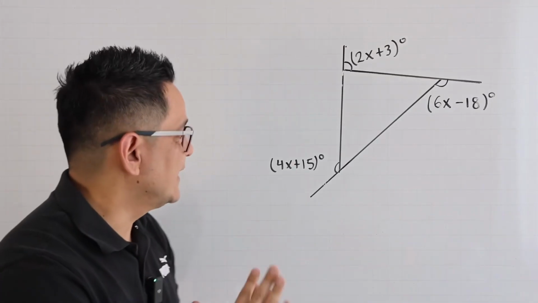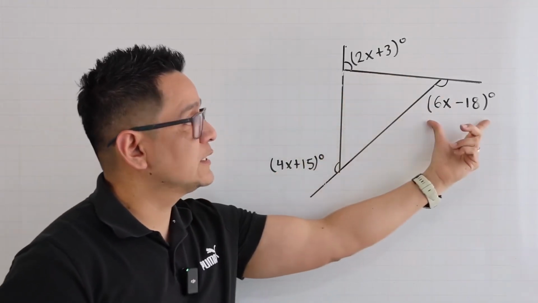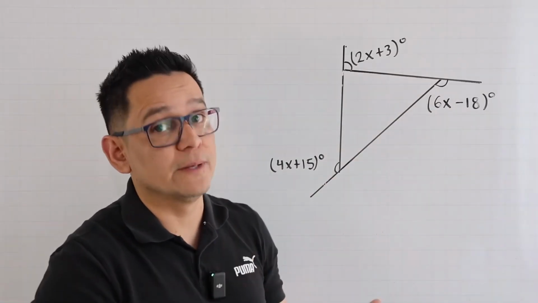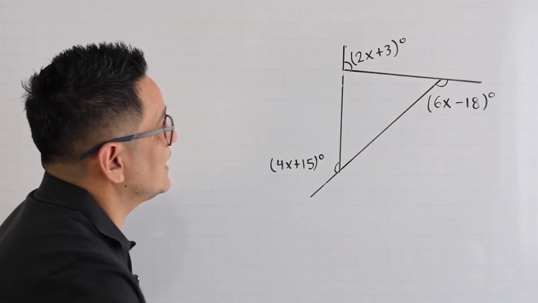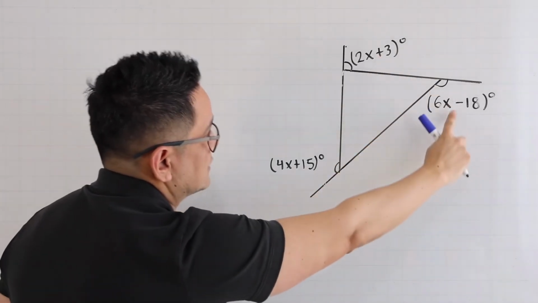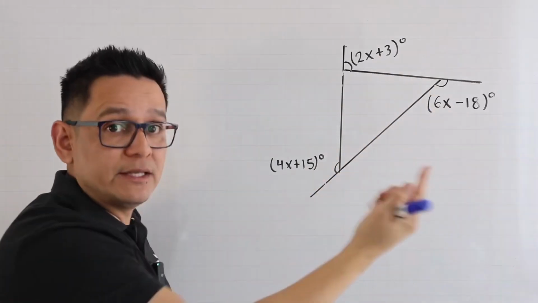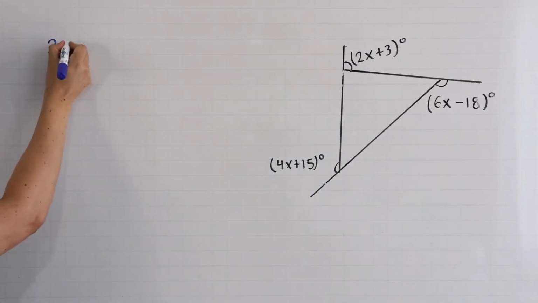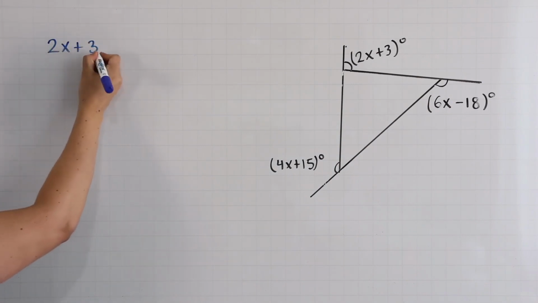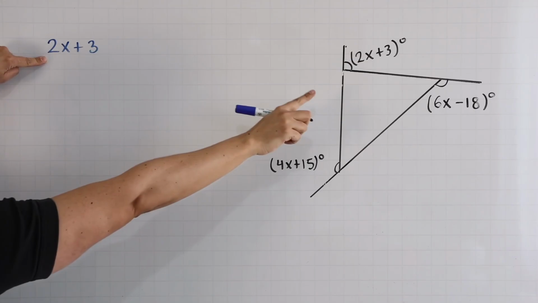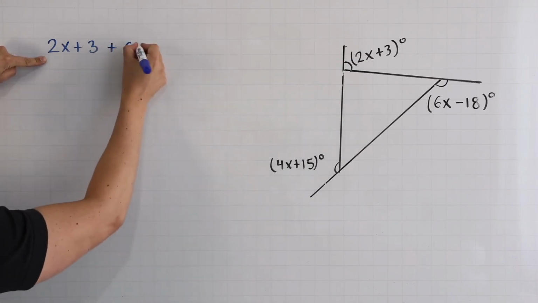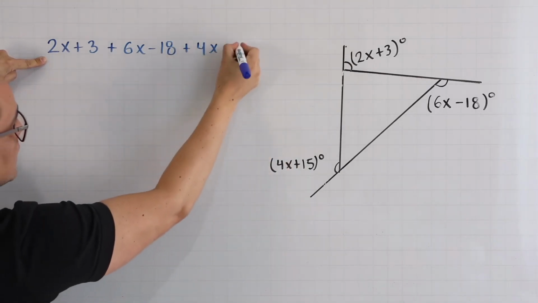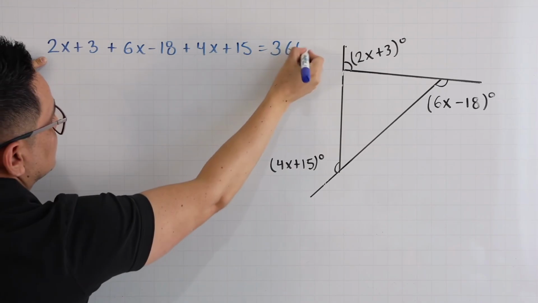As you can see, in this case, they're giving us algebraic expressions to represent the measures of the angles. But it doesn't matter. We can set up the equation. What we need is that the measure of this one, plus the measure of this one, plus the measure of this one, adds up to 360 degrees. So let's write that down. I'm going to skip writing the degrees, okay? We'll just use the algebraic expressions. So I write 2x plus 3 plus 6x, sorry, 6x minus 18 and plus 4x plus 15. This has to add up to 360.